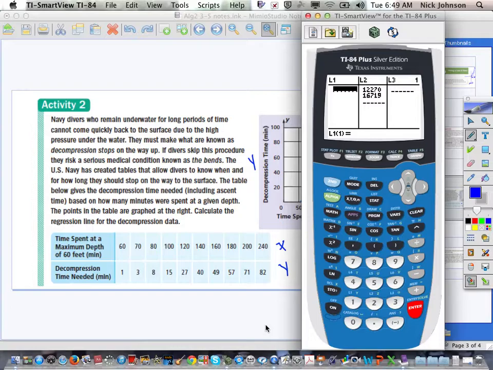So it goes 60, 70, 80, 100, 120, 140, 160, 180, 200, 240. Okay? In my L2, I'm going to put all my Y values. All right? 1, 3, 8, 15, 27, 40, 49, 57, 71. Uh-oh. I didn't get all the way up to the top.